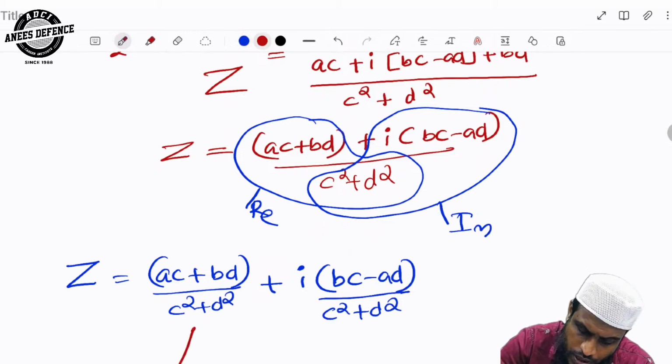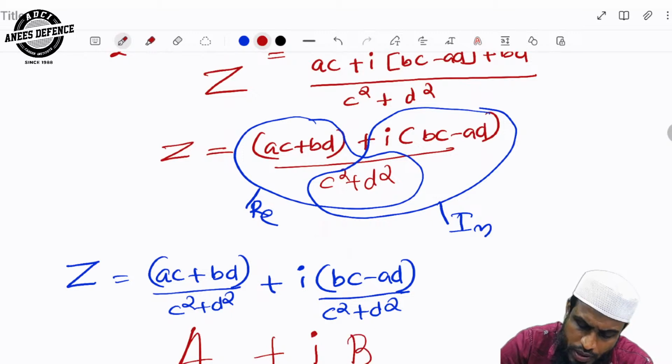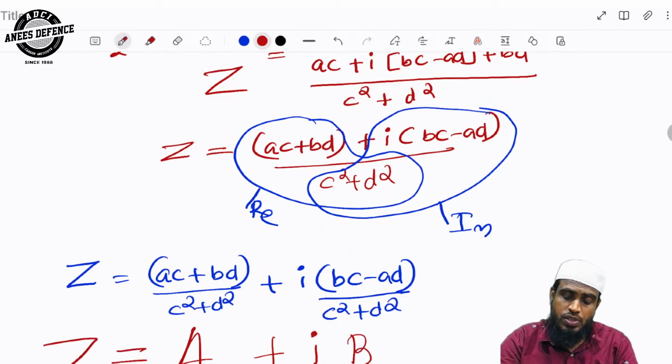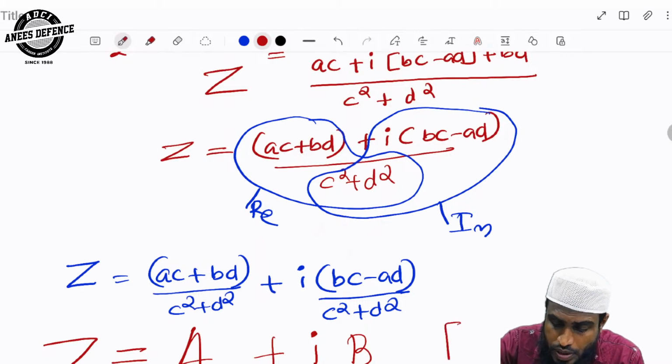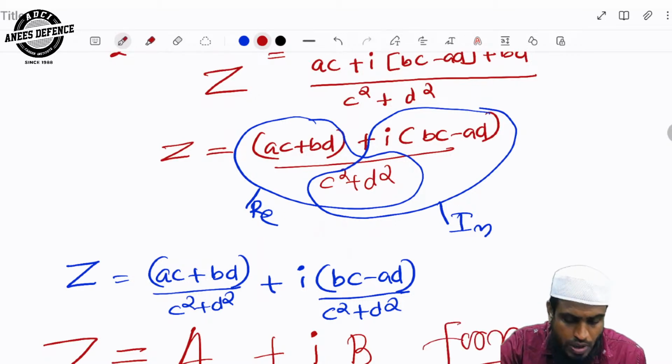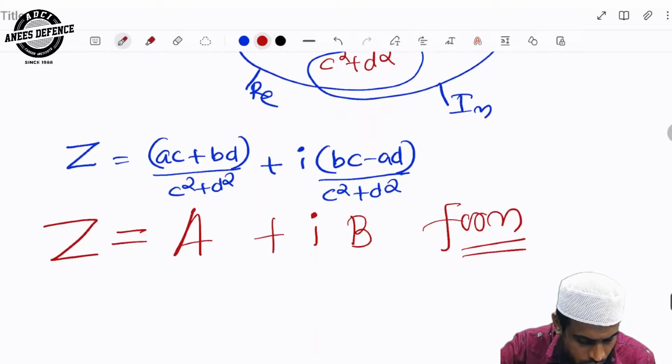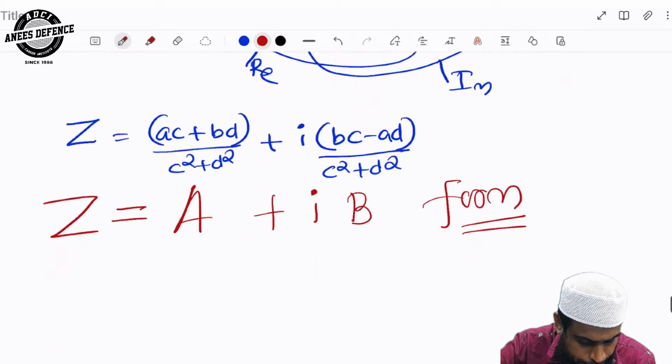This can be considered as A and this can be considered as B. So finally, we are converting our complex number Z1 by Z2 into A plus iB form. So this is about division of two complex numbers.